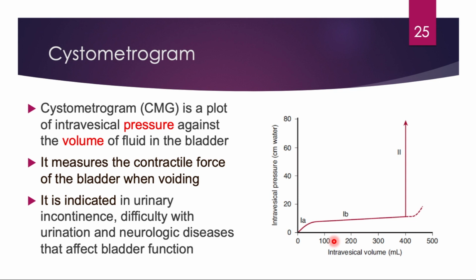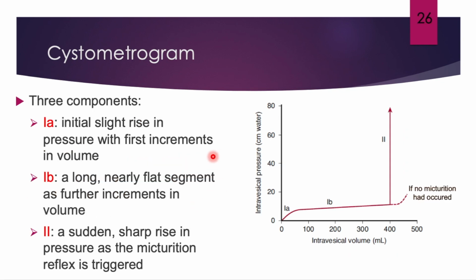Cystometry measures the contractile force of the bladder when voiding. It is indicated in urinary incontinence, difficulty with urination, and neurologic diseases that affect bladder function. There are three components in the cystometrogram: 1A, 1B, and 2.